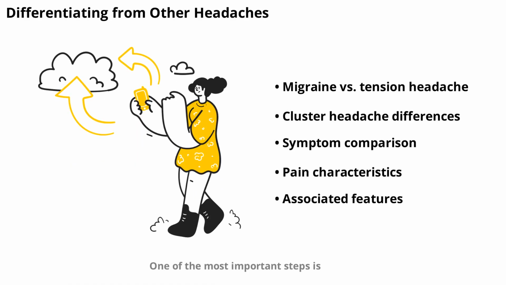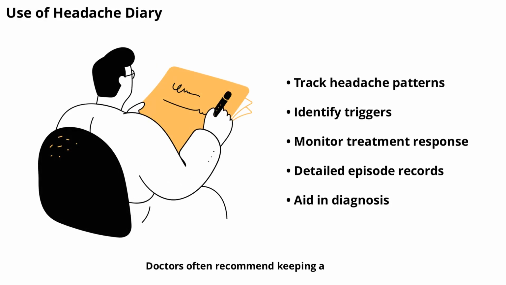One of the most important steps is distinguishing migraines from other types of headaches, such as tension type or cluster headaches. Doctors use your history, symptoms, and exam findings to make this distinction. Migraines typically have unique features, like throbbing pain, nausea, and sensitivity to light, which helps set them apart from other headache disorders. Doctors often recommend keeping a headache diary to track the frequency, duration, and triggers of your headaches. This tool helps both you and your doctor identify patterns and assess the effectiveness of treatments.